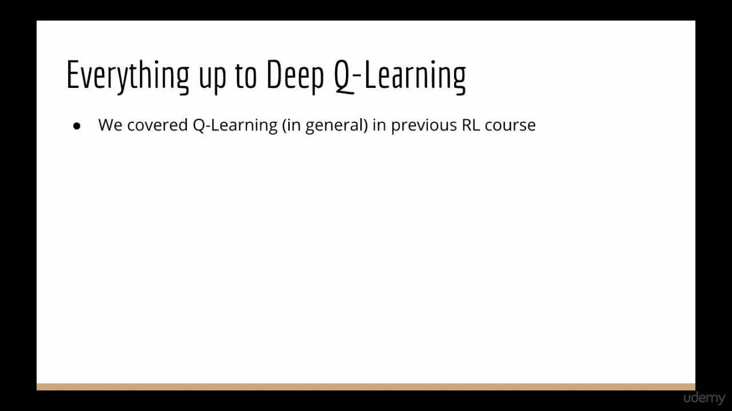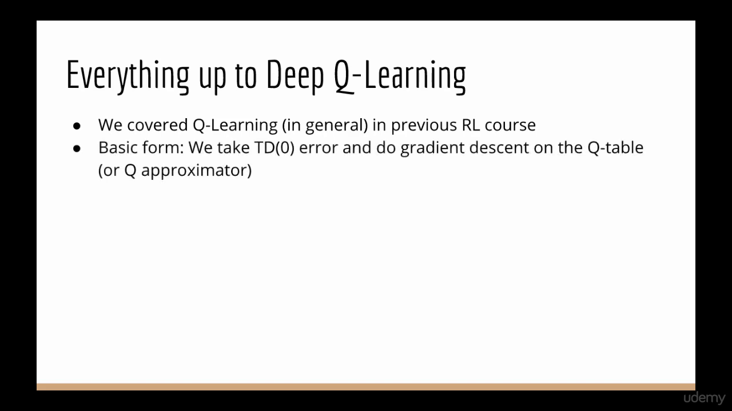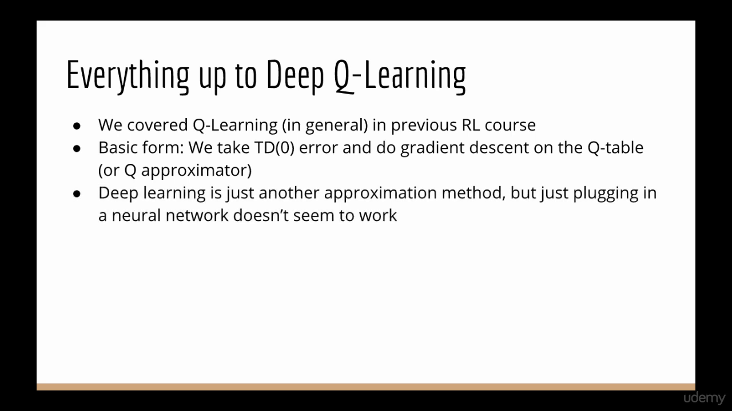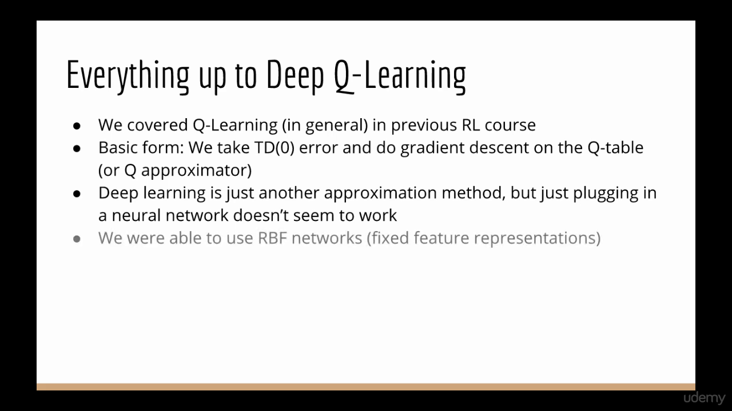So to recap, we actually already covered Q-learning in our previous reinforcement learning course, so you're familiar with the basic form. We take the TD0 error and do gradient descent with it. We did this both with Q-tables and in this course with approximation methods. Of course, deep learning is also an approximation method, but as you may have noticed, just trying to plug and play any old neural network won't result in convergence to a good solution. We were, however, able to use a type of neural network called the RBF network that has a fixed feature representation. So that's everything we did up to this section.